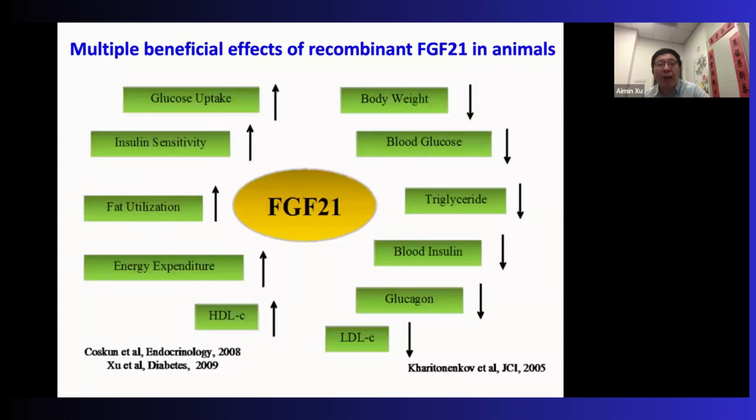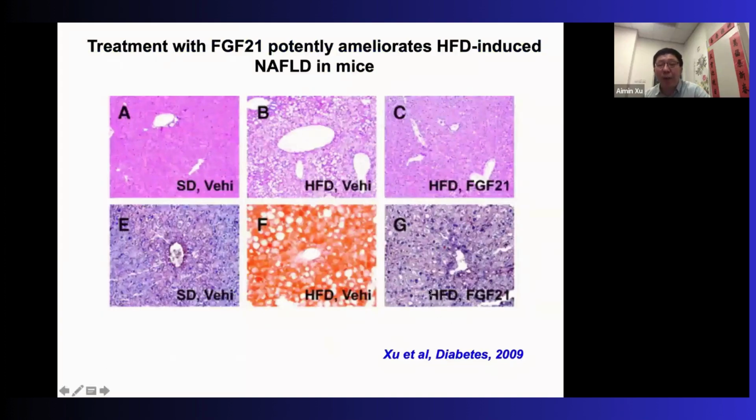So in the last decades, many studies in animal models have shown that recombinant FGF21 has multiple metabolic benefits, including increasing glucose utilization, increasing insulin sensitivity, and increasing energy expenditure, and also reducing body weight and improving the lipid profile. This is a first study published by Aimin in 2009. They showed for the first time that treatment with recombinant FGF21 can alleviate high-fat diet-induced fatty liver in mice. You can see from here, this is the FGF21 treated group, and the staining shows markedly reduced lipid accumulation.